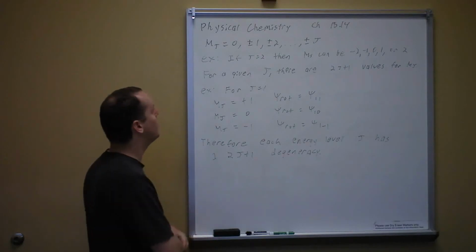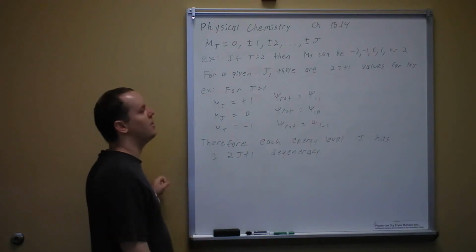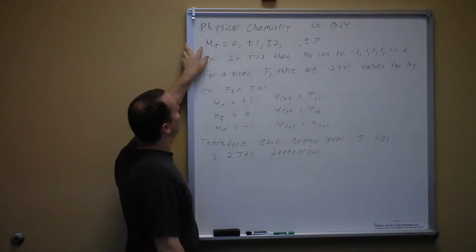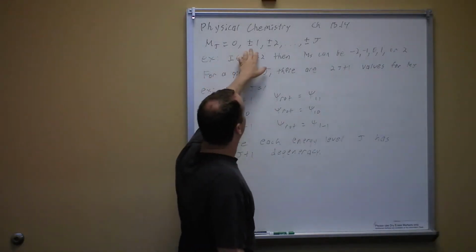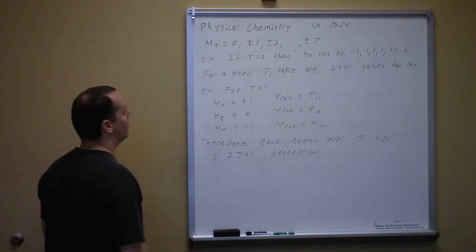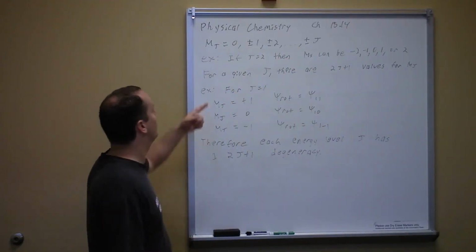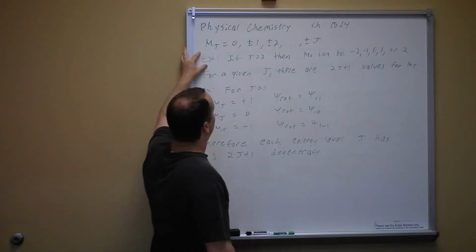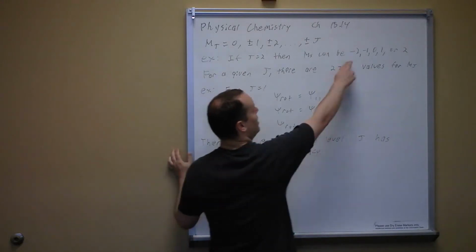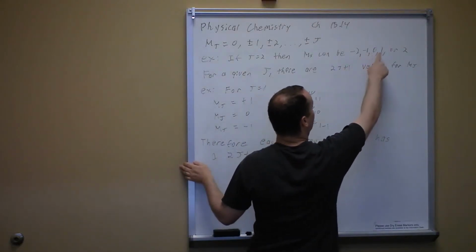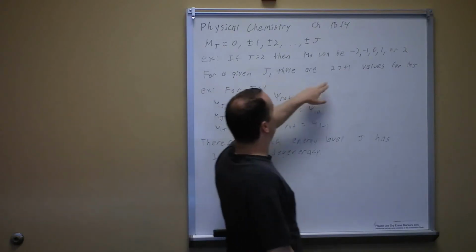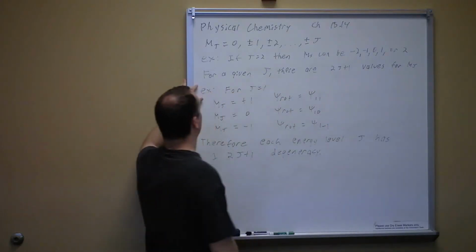Continuing on physical chemistry, chapter 18, section 14, we're talking about the two-particle rigid rotor. So we talked about mj, and another way to write that is it goes from 0, plus or minus 1, plus or minus 2, etc., all the way to plus or minus j. That's the same thing I said on the previous slide, but maybe you'll understand this form better. So, as an example, let's say that j is equal to 2. That means mj could be minus 2, or minus 1, or 0, or 1, or 2. So, for a given j, there are 2j plus 1 values for mj.